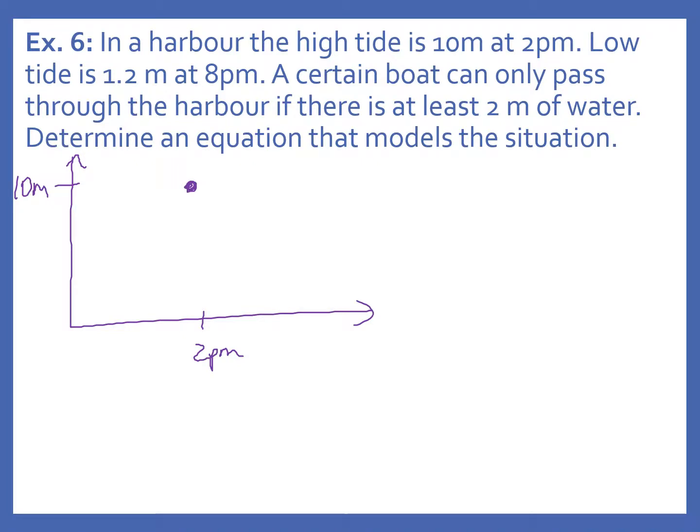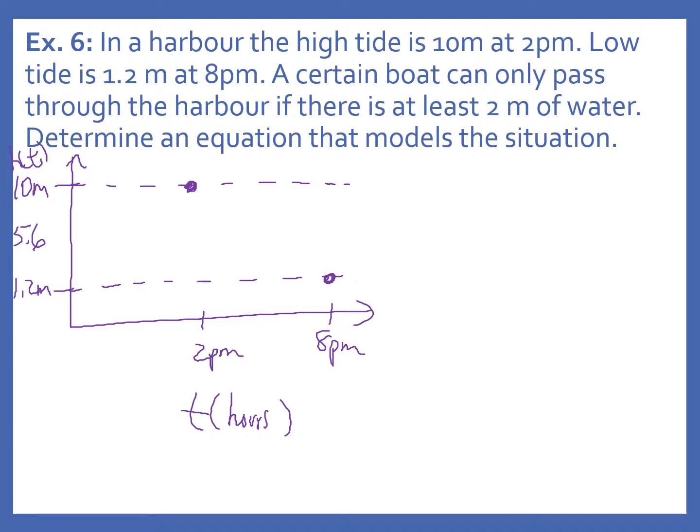We know we're at our low point at 8 p.m. So somewhere over here, we are at our low point, which is 1.2. And this would be height with respect to time, and this would be time in hours. And that's all the information I give you. So you gotta do some deductive reasoning. Let's find our equation of axis halfway between those 2 points, which would be 5.6 meters.